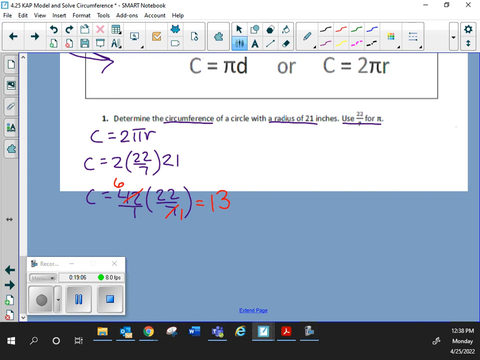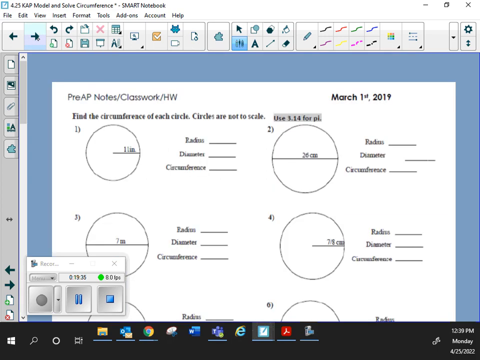132. Because it's talking about the distance around, my units are just going to be inches. 132 inches. Now again, this is an approximation. Pi as 22/7 is not the exact version of pi, but this is pretty close. Okay? And I'm okay with pretty close, because it's a decimal that goes on forever and I don't care past 2. Okay? All right, so just a little bit more practice.